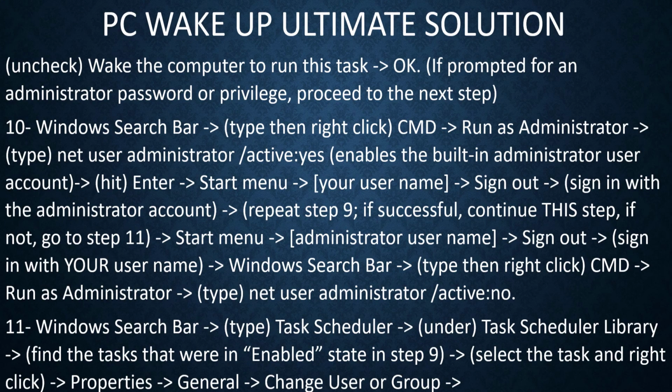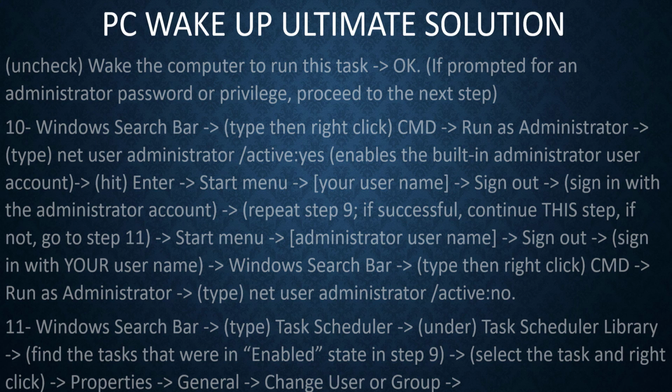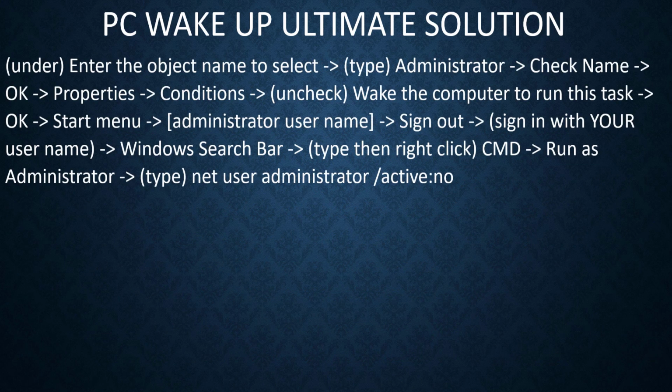So in step 11, what we have to do is find the task scheduler library, and it's kind of similar to step 9, but with this difference. We're going to select the task, right click and go to properties, general. This time, if there was any error in step 9, we have to take ownership of the task that is enabled. The way we do this is very simple. This is the continuation of step 11. Let me show you how it's done.